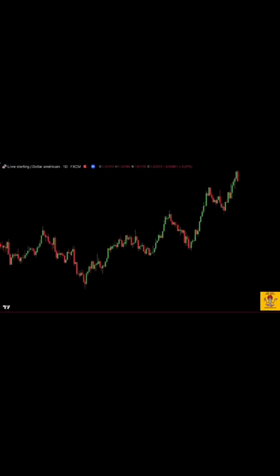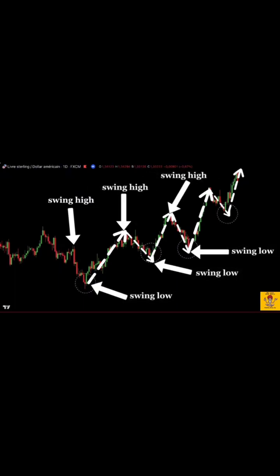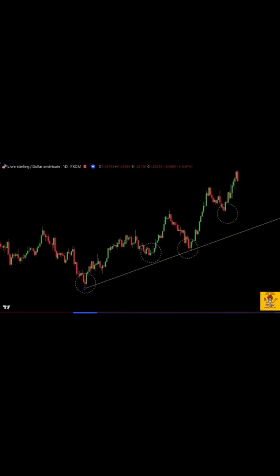Now, let's look at an uptrend. Again, we have price moving in waves, a run, then a pullback, followed by another run, another pullback, followed by another run. The highest point before a pullback starts is a swing high. The lowest point before the next run begins is a swing low. In a strong uptrend, price continues to make higher highs and higher lows. To draw a trend line in an uptrend, we connect the swing lows along the bottom. This trend line acts as a dynamic support level.